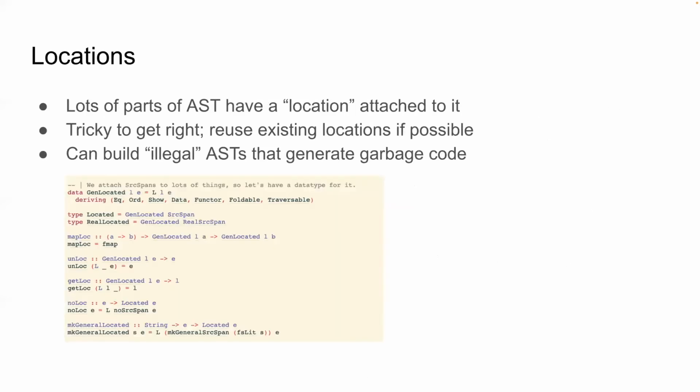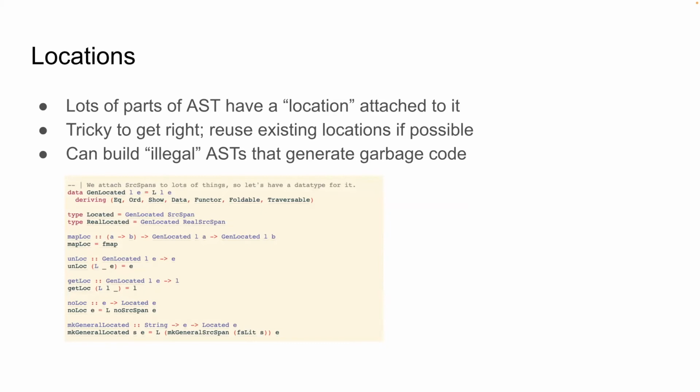Another tricky part is location, the annotation tagging that Mitchell just discussed. Tons of stuff has a location attached to it. One thing I found doing these transformations of these ASTs is that it's tricky to get right. Reuse existing annotations where you can. You can build illegal ASTs that generate garbage code, which kind of sucks. There's an API to not do this, but it's not very well documented, so I didn't use that.